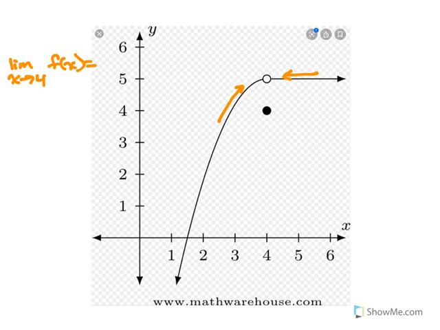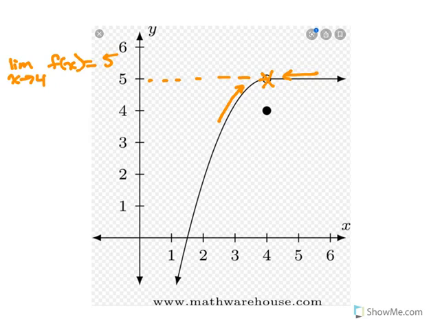I care where they're going to shake hands. They're going to shake hands right there, right? They're going to lean over that hole. They can walk into it and fall down to the dot below, but we don't want them to do that. Break a leg, something. Right? So they're going to lean over and shake hands at what y value? 5. So that limit equals 5.